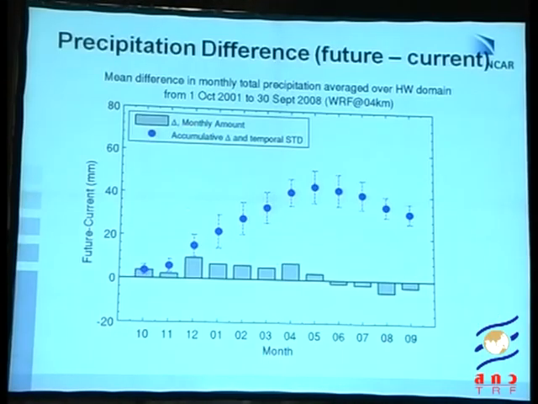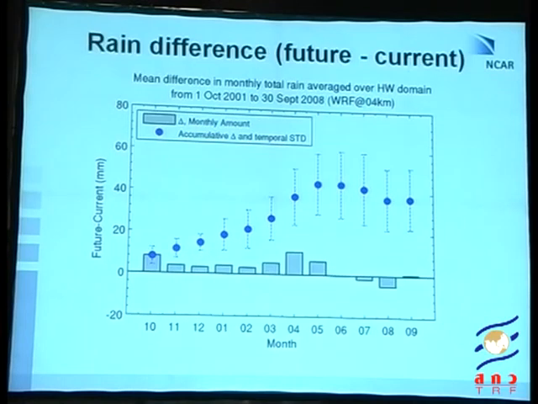So now I'm going to show you a series of slides where we subtract the future minus current precipitation over the domain. So this is average over the domain, and this is over an annual cycle. So we're starting from October and going through October here. So what happens to precipitation? Future minus current. So precipitation increases in the wintertime and decreases in the summer. But the net effect is a positive precipitation.